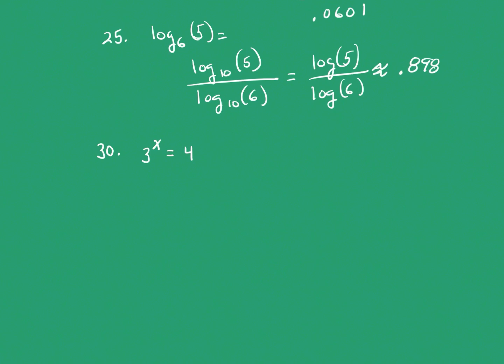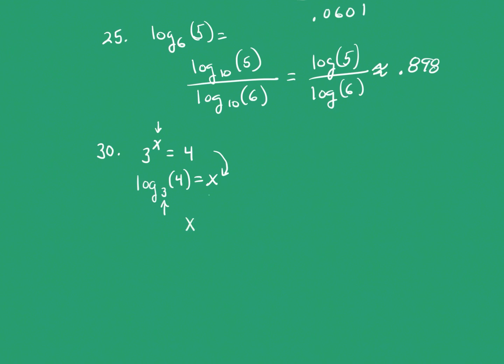Well, 3 to the 1 equals 3. 3 to the 2 equals 9. So we don't really know what x is, so we're going to use our logarithms, and rewrite this. That's the same thing as saying log base 3 of 4 equals x. I've just rewritten this exponential equation as a logarithm. And now I want to solve for x. My calculator won't give me log base 3 of 4, but I can use my change of base property.